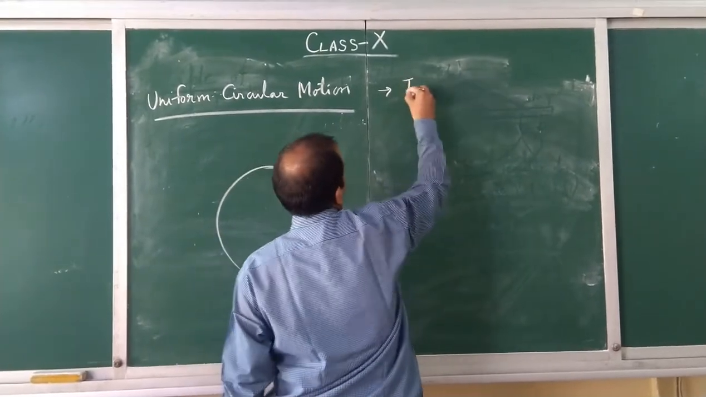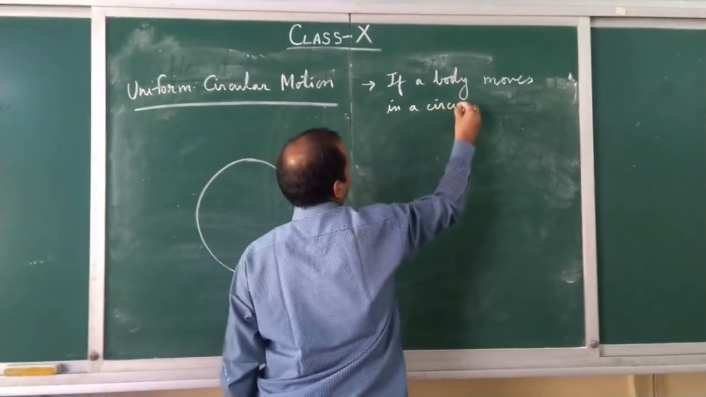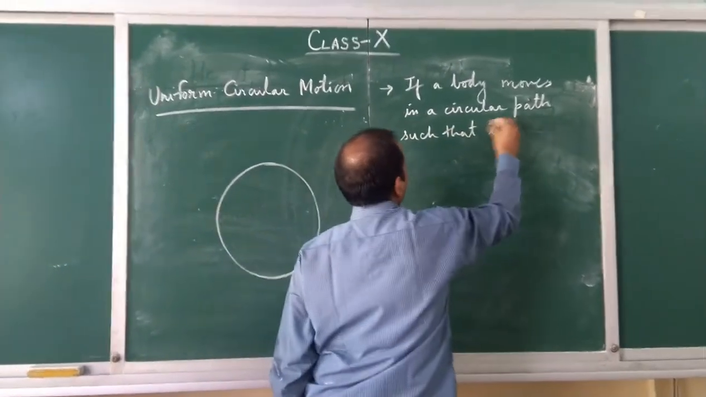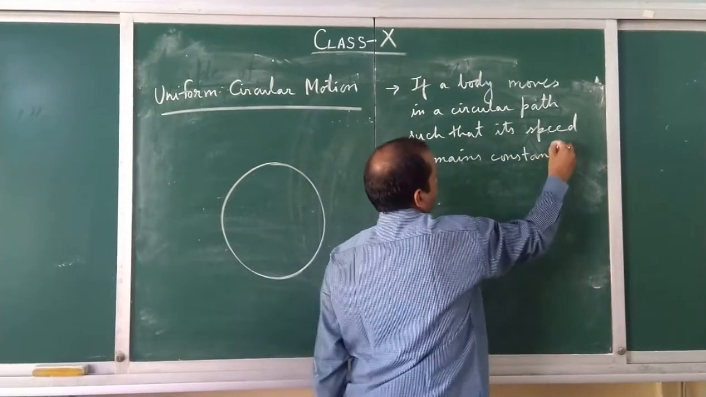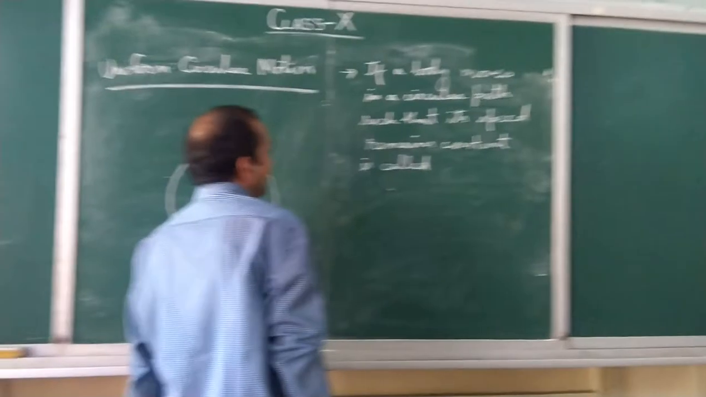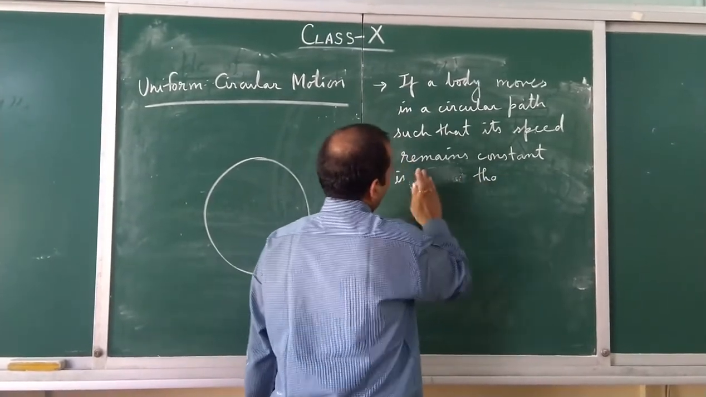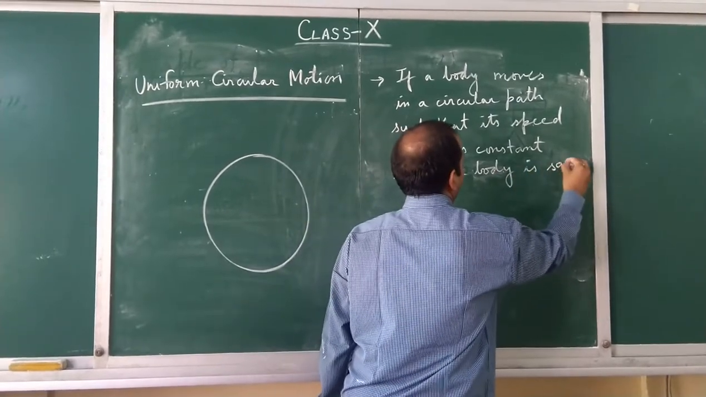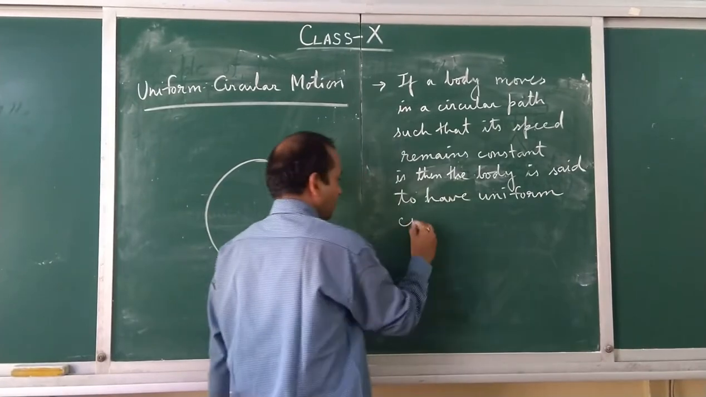If a body moves in a circular path such that its speed remains constant, then the body is said to have uniform circular motion.